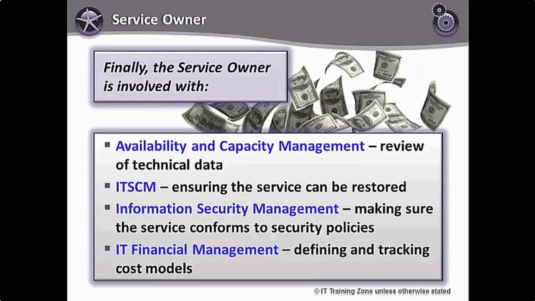Finally, the Service Owner plays a part in Availability and Capacity Management, reviewing technical monitoring data from a domain perspective to ensure that the needs of the overall service are being met. IT Service Continuity Management, responsibility for ensuring that all elements required to restore their service are known and in place in the event of a crisis. Information Security Management, making sure the service conforms to security policies. And IT Financial Management, assisting in defining and tracking the cost models in relation to how their service is costed and recovered.